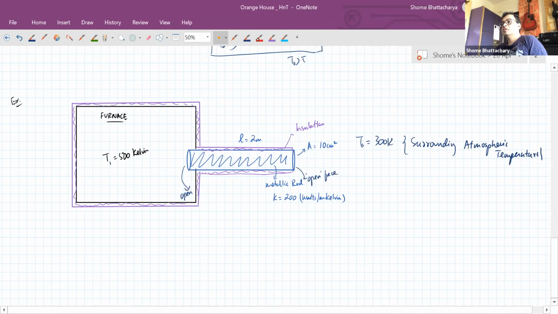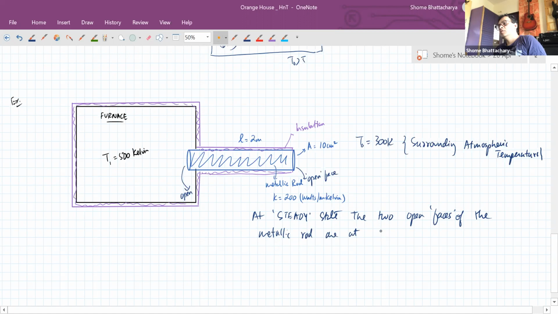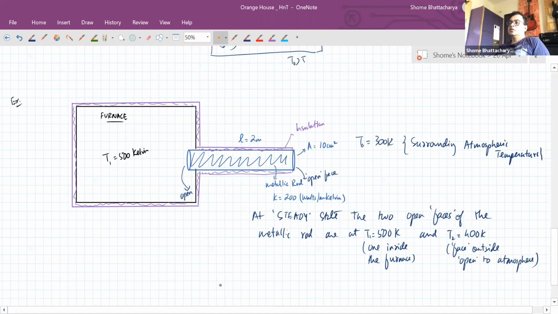So now what is observed is that at thermal equilibrium or at steady state, the two open faces of the metallic rod are at 500 Kelvin for the one inside the furnace and 400 Kelvin for the face outside, open to the atmosphere. So this is what is observed.